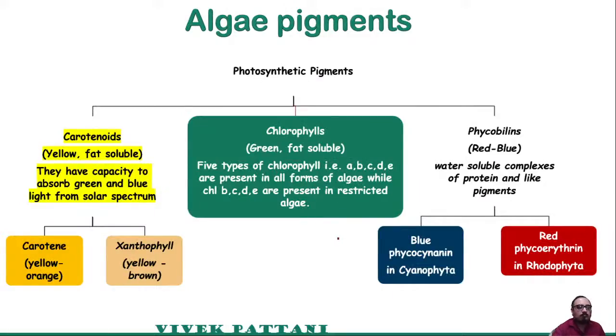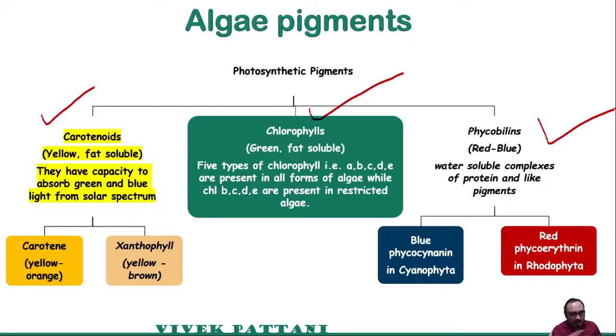Okay, now let us discuss photosynthetic pigments. Different types of algae possess different types of photosynthetic pigments. Most of the photosynthetic pigments include three basic types. One is the carotenoids, second one is the chlorophyll, the third one is the phycobilins.